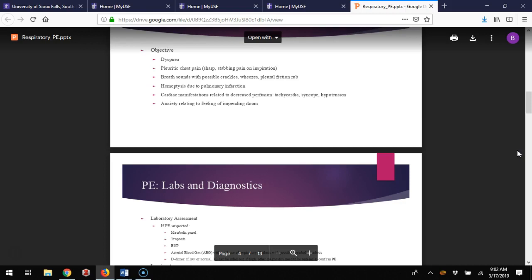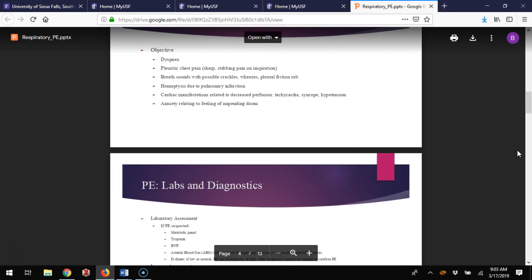With this, some of the things that you're going to see on your physical exam and have objective data for is that they're going to have difficulty breathing, and they're going to have a hard time catching their breath. They can have some chest pain with this. It's usually sharp and stabbing, but it could be dull and achy as well. Breath sounds, you could have some crackles, wheezes, rubs. Oftentimes they've got hemoptysis, which is coughing up blood, and it can actually be some frothy, bloody sputum.